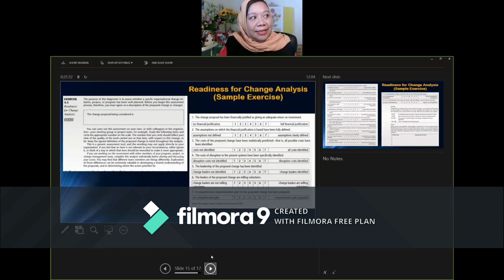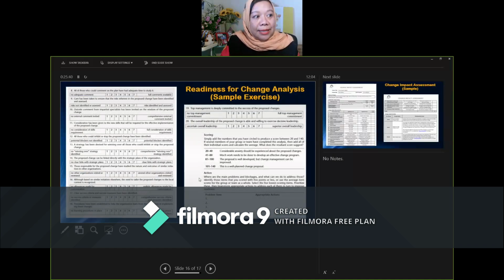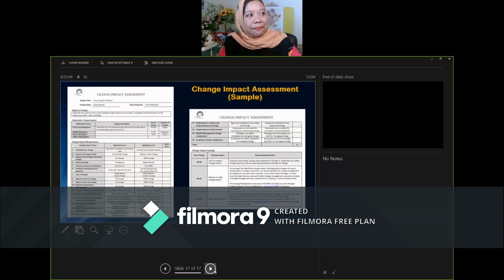So for the readiness for change analysis, I'm going to give it to you so you can integrate it into your project. You will have more details on that. And this is an example of the exercise, so maybe you will get something like that.